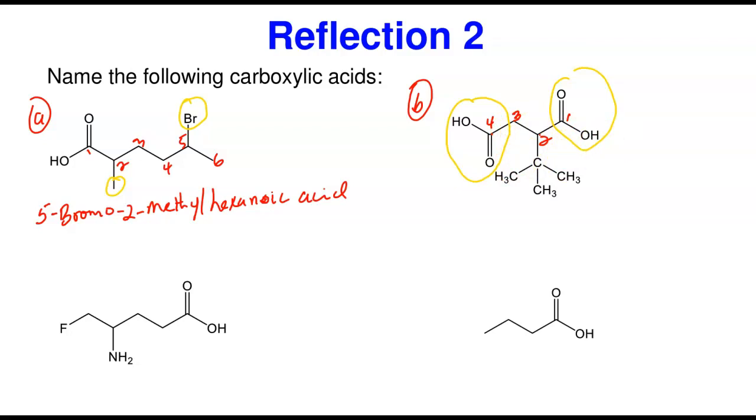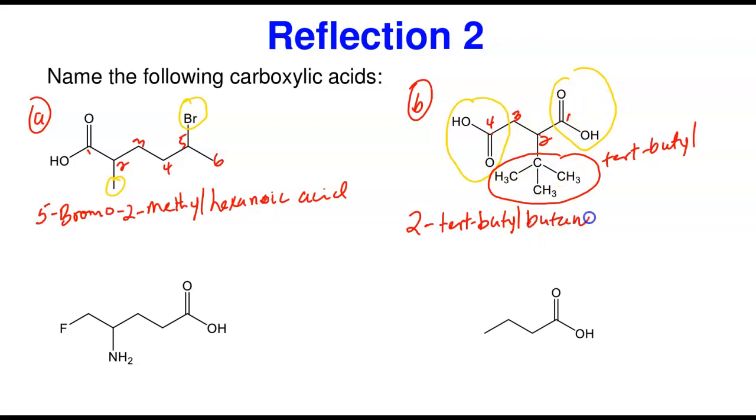Now, what do I do? We start. What functional group is this? This functional group is tert-butyl. Where is it located? Carbon number 2. So it's going to be 2-tert-butyl. Then this is 4. The longest chain is butane dioic acid. So we say 2-tert-butylbutanedioic acid. That is how we name this.